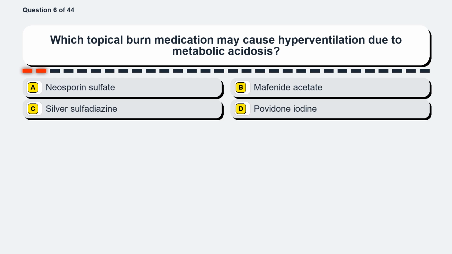Question 6. Which topical burn medication may cause hyperventilation due to metabolic acidosis? Option A. Neosporin sulfate. Option B. Mafenide acetate. Option C. Silver sulfadiazine. Option D. Povidone iodine.